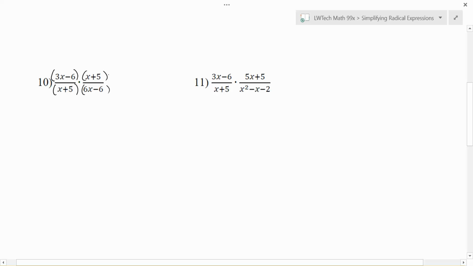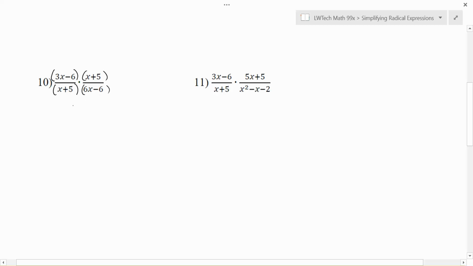I do have an x plus 5 and an x plus 5 that I should be able to cancel and reduce out because we can cross the entire terms out with each other. However, with the 3x minus 6 and the 6x minus 6, it doesn't immediately look like there's anything I can do.